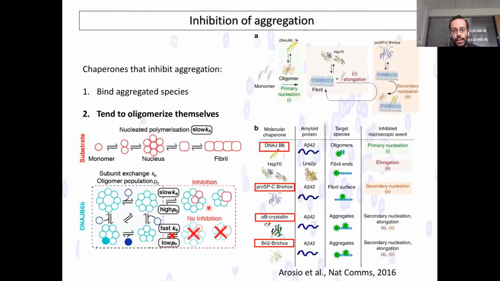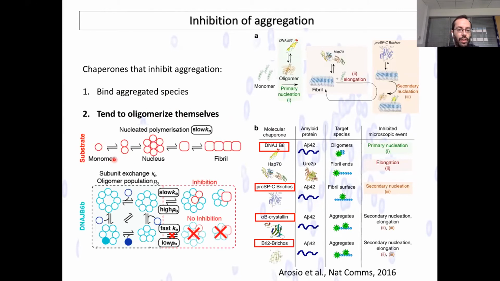Now, the real reason why we started working on DNAJB6 is because it inhibits protein aggregation. So if we look at this figure, for example, from Tuomas Knowles' paper, they use their kinetic approach to identify chaperones that effectively inhibit protein aggregation reactions. And you can see here that the vast majority of them tend to form heterogeneous oligomers themselves. So it looks like we have almost two competing polymerization reactions.